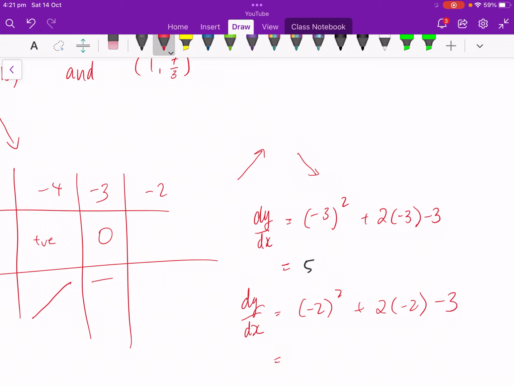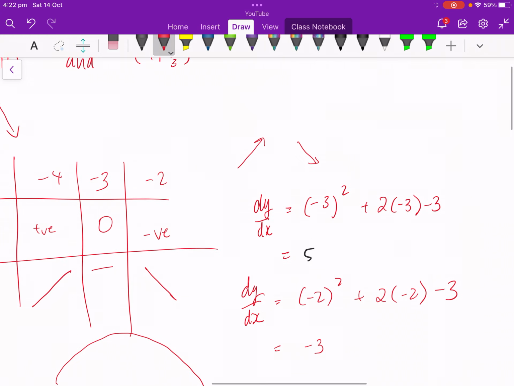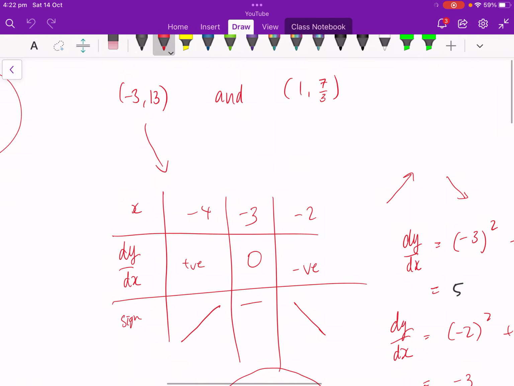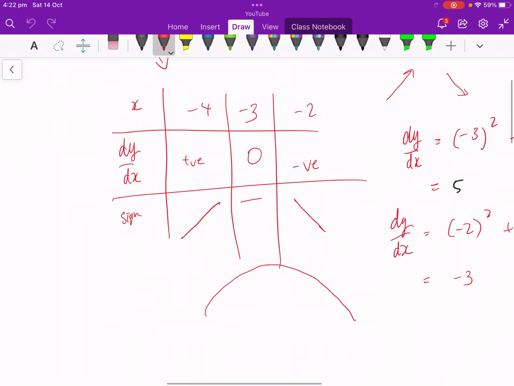So if you put that into your calculator, you'll get negative 3, which is a negative number. A negative number has a negative gradient. It means it would go down like this. And do you see it kind of makes a curve shape? So that indicates to you that this coordinate, the (-3, 13), is going to become a maximum, okay?